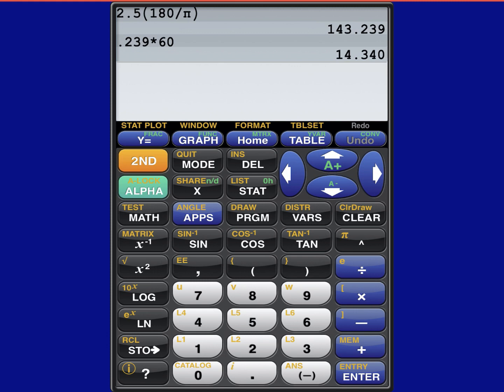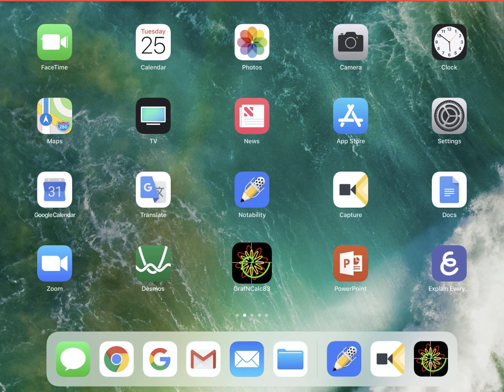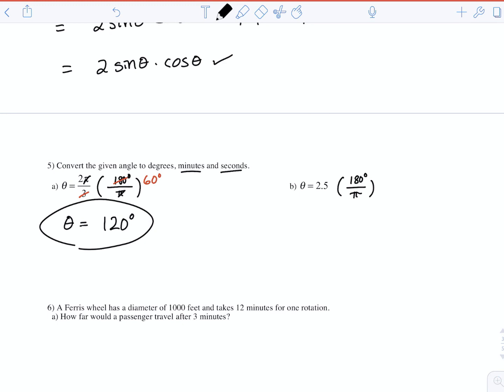So now we're down to 143 degrees, 14 minutes. Now take off the 14 and just use the 0.34. 0.34 now multiply by 60 because there's 60 seconds in a minute. And then it's 20.4, and that is 143 degrees, 14 minutes, and 20.4 seconds. So at the end, after doing those calculations, it's 143 degrees, 14 minutes, and 20.4 seconds.